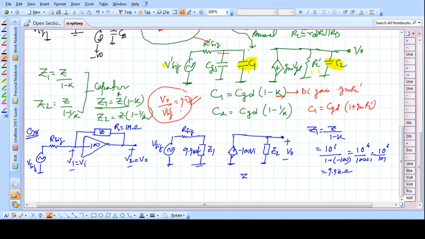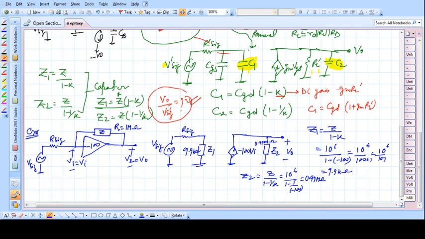Similarly, we can find the value of Z2 as Z by 1 minus 1 by K. So 10 to the power 6 by 1 minus 1 by minus 100. If we solve, approximately it will come around 0.99 mega ohm.